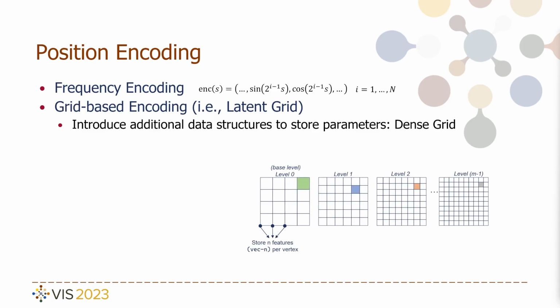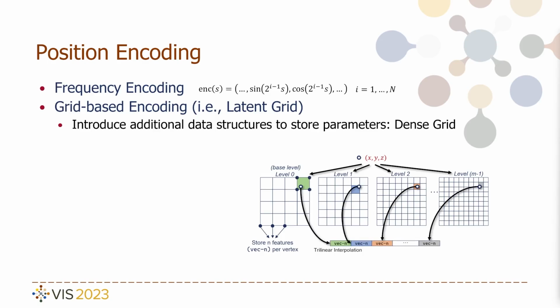Here's how the encoding process works. Given an input coordinate, x, y, z, we first query the corresponding grid cell at the initial resolution level. We then extract the feature vectors stored at the vertices of this cell and perform trilinear interpolation. This yields a small vector of size n for the first resolution. We repeat this process for each subsequent resolution, concatenating all the smaller vectors to form a larger vector of size m times n. This larger vector serves as the encoded feature vector.